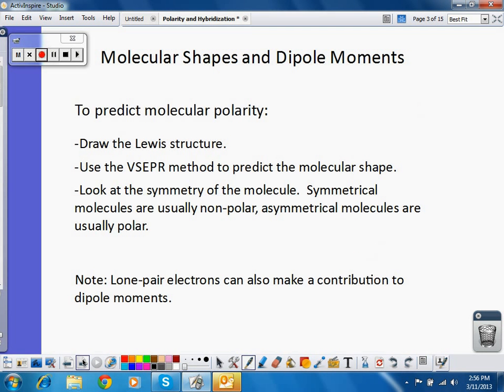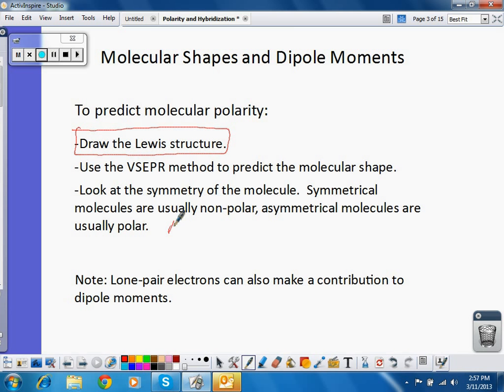So how do you know if something's polar or not? First, you need to draw the Lewis structure. All of our discussion on bonding is based around Lewis structures, so you need to be very comfortable drawing Lewis structures. Then you look at the VSEPR method to predict molecular shape, and you look at the VSEPR notation. If I have a symmetrical molecule, typically those molecules are nonpolar. Asymmetrical molecules are typically polar. That is not always true, but it's true in many cases.